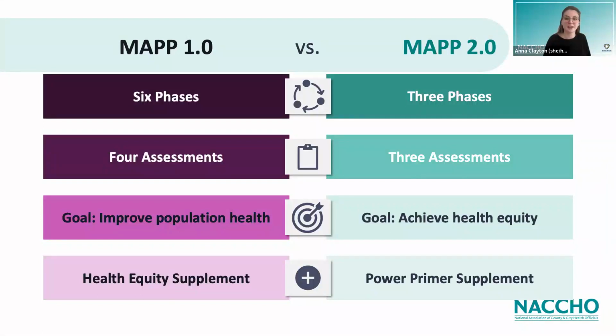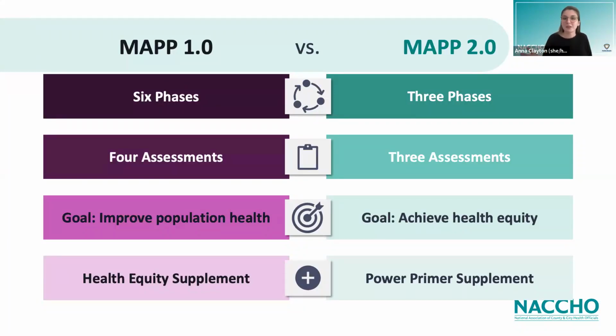For this side-by-side comparison, MAPP 1.0 included 6 phases, which have been streamlined down into 3 larger phases in MAPP 2.0, but encompassing all of the same major steps, with a few things switched around or added in. MAPP 1.0 had 4 assessments, and MAPP 2.0 has 3 assessments. The major change there is that the Forces of Change assessment from MAPP 1.0 has now been threaded as a theme throughout these 3 assessments in MAPP 2.0.